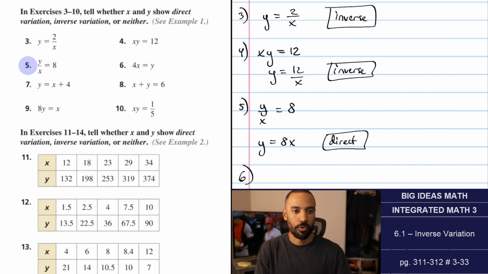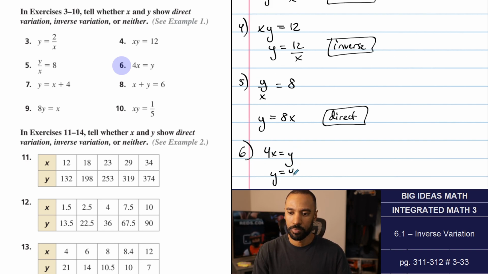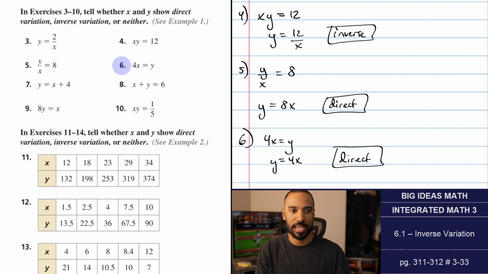On number 6, 4 times x equals y is also y equals 4x. That is textbook direct variation. Already good to go. Just write it that way just so you can see it in full. Direct variation here. So inverse, inverse, direct, direct, no neithers yet. Oh, but we are hitting a neither right now on number 7.